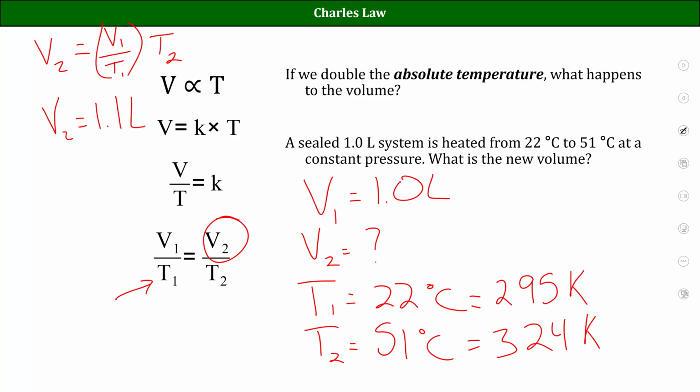The only time that Kelvin and Celsius are interchangeable is with that delta T term. For a delta T, it doesn't matter if you're in Celsius or Kelvin, you're going to get the same delta T. So for Q, we can use Celsius. Everything else, we're going to use Kelvin, because we have to put it in absolute temperature, which is Kelvin.